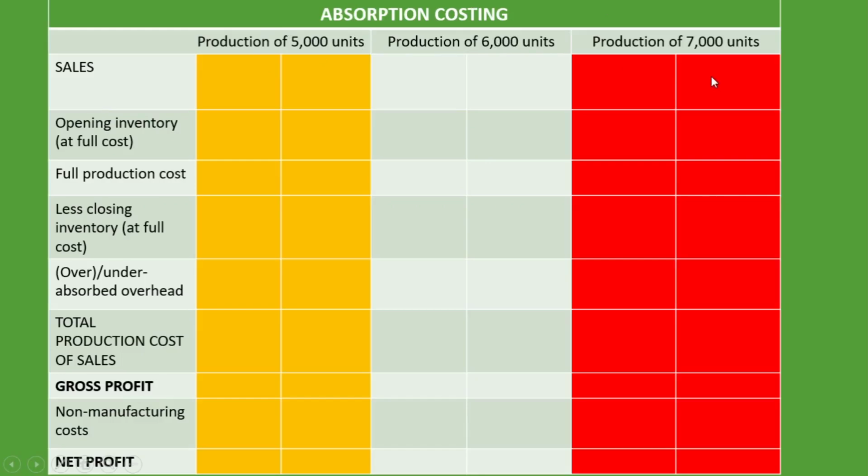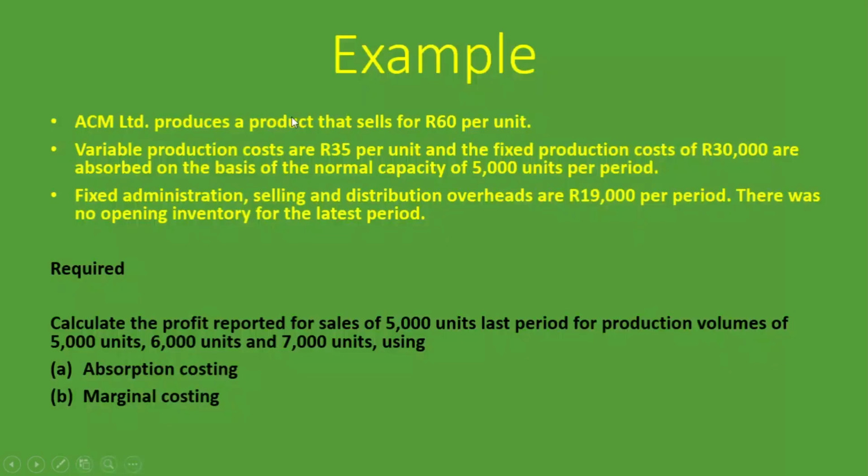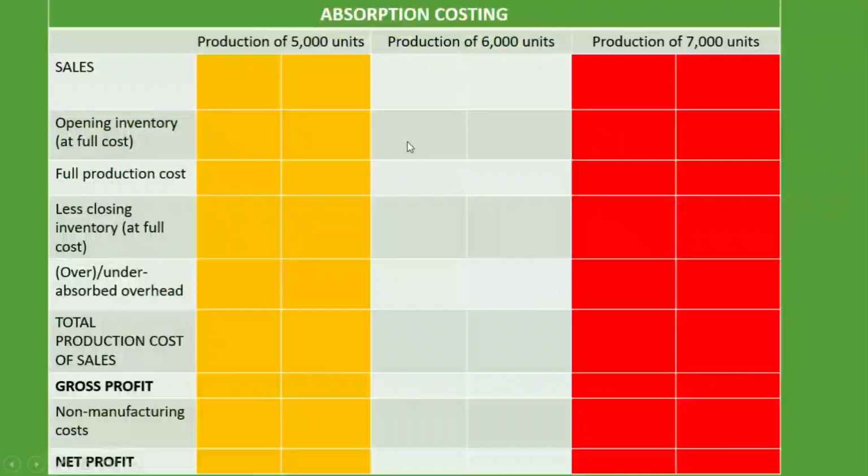So now let's begin with our sales. What are our sales? Remember, we're told that we sold 5,000 units in the period, and our selling price per unit is 60 Rand. So we take the 60 Rand per unit times the 5,000 units, and our sales figure is 300,000 Rand. We'll put that 300,000 Rand under all of them, because under all the 3 examples we sold 5,000 units. The only difference is how much we produced. So let's move on to the next one.